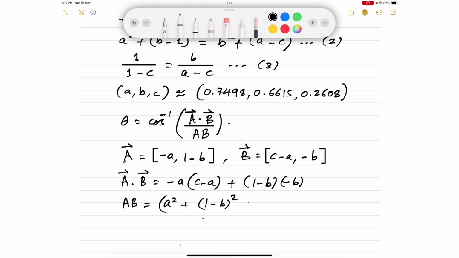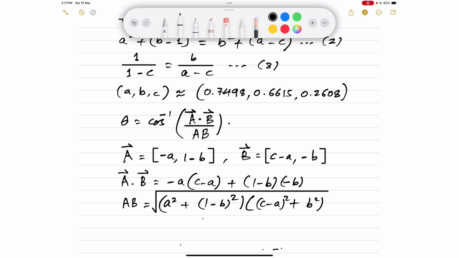And this is going to be multiplied by the square of the second one, which is C minus A all squared plus minus B all squared, which is simply B squared. And I have to use the square root of that. Okay? So that's the length of A multiplied by the length of B.